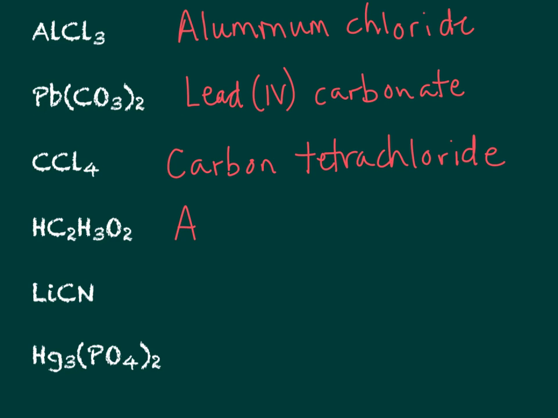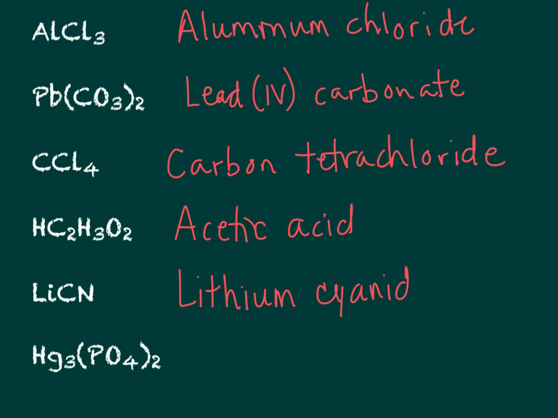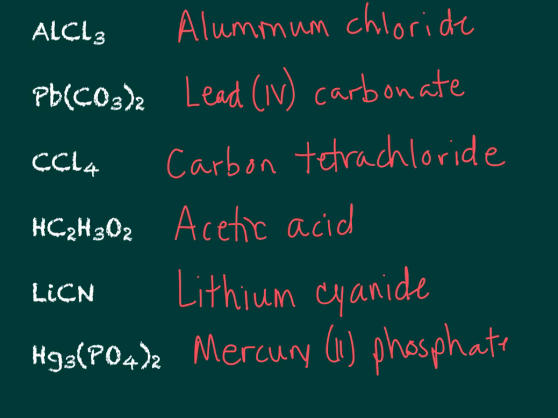HC2H3O2 is acetic acid. This is one that you need to memorize, and we know it's an acid because it begins with hydrogen. LiCN is lithium cyanide. Remember that CN is a polyatomic ion. And Hg3PO4 is mercury 2 phosphate. Again, this one's a little more complicated because it involves a polyatomic ion as well as a transition metal.